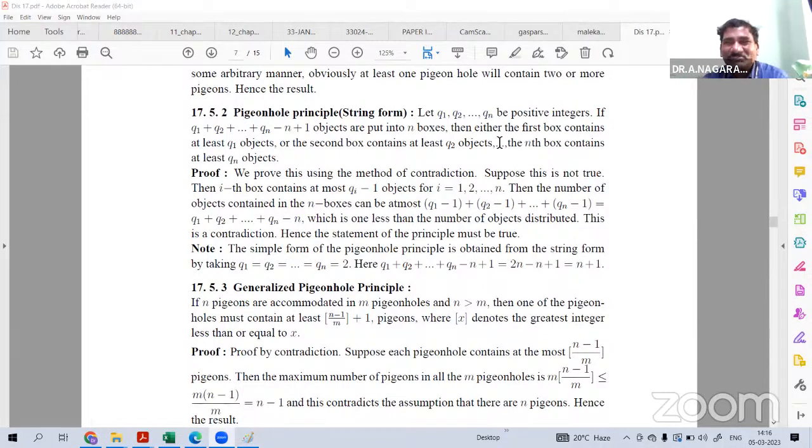Same way here also, in the reverse way, how many boxes we have, and how many empty spaces there will be. The empty spaces that are occupied will be represented here. Q1 plus Q2 plus so on Qn minus n plus 1 objects are put into the n boxes. Clear?